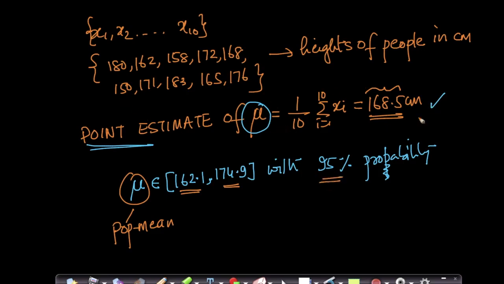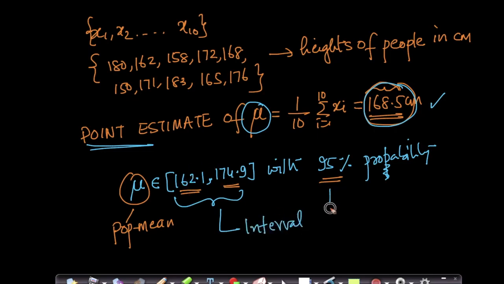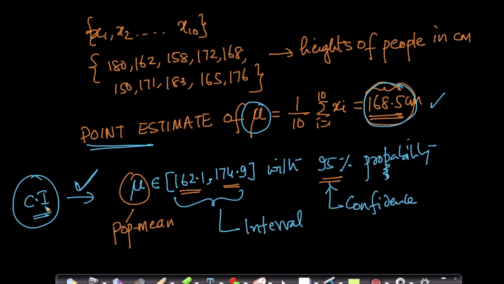It could lie anywhere between 162.1 centimeters and 174.9 centimeters with a 95% chance. While a point estimate gives one single value and says my population mean equals this, in this case I'm giving a confidence interval. I'm giving an interval, saying the mean could lie anywhere in this range, and I'm attaching a confidence to it. I'm 95% confident that my population mean will lie in this interval. When you make statements like this, it is called a confidence interval. I'll write CI for short.